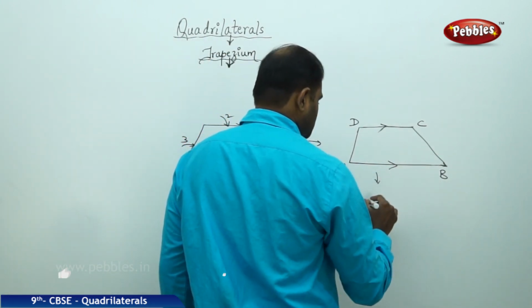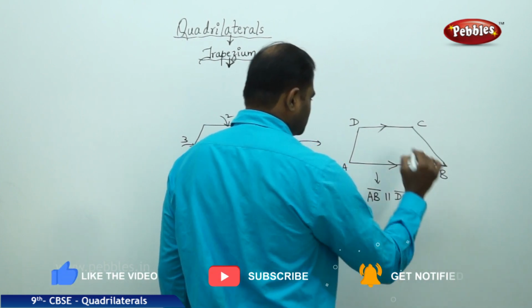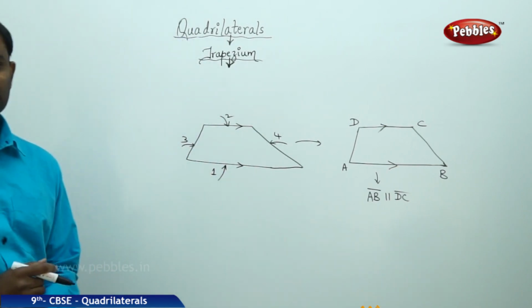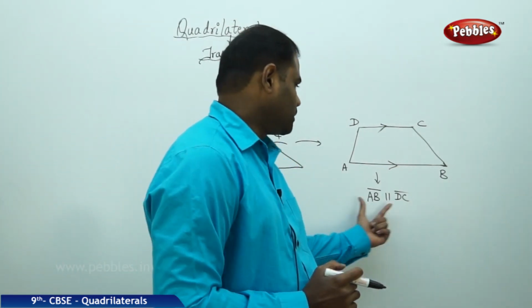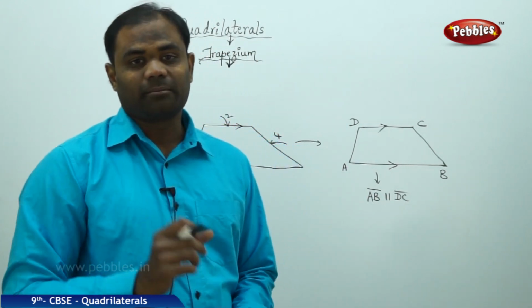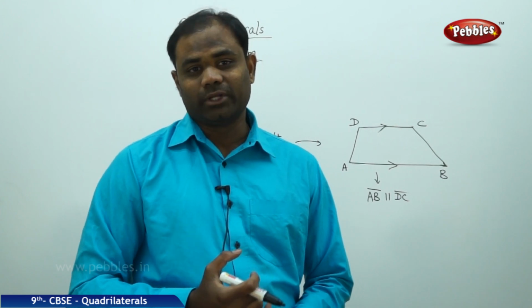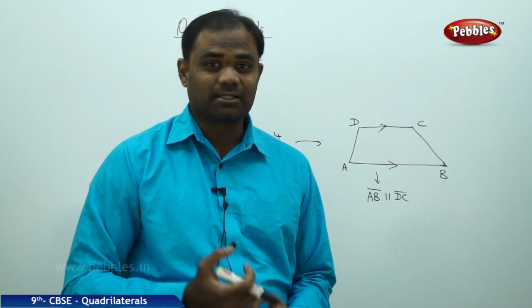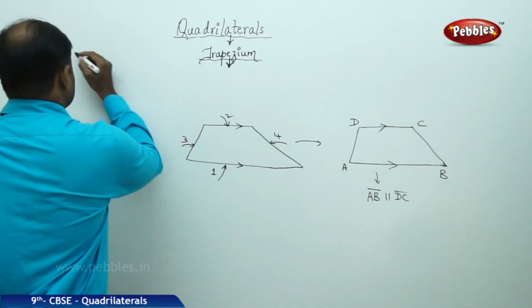So in this case, the line segment AB is parallel to line segment DC. Such a quadrilateral in which one pair is parallel is called a trapezium. A trapezium is a quadrilateral in which one pair of sides is parallel. Let's take the definition in words.